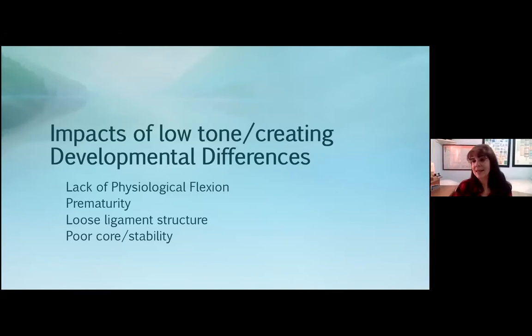And most of our kids have poor core. They have poor stability. So remember, I said you have to get mobility, then you have to get stability, right? And so stability is being able to stay in a place and hold myself up, right? So these are definite challenges for our population of kids.